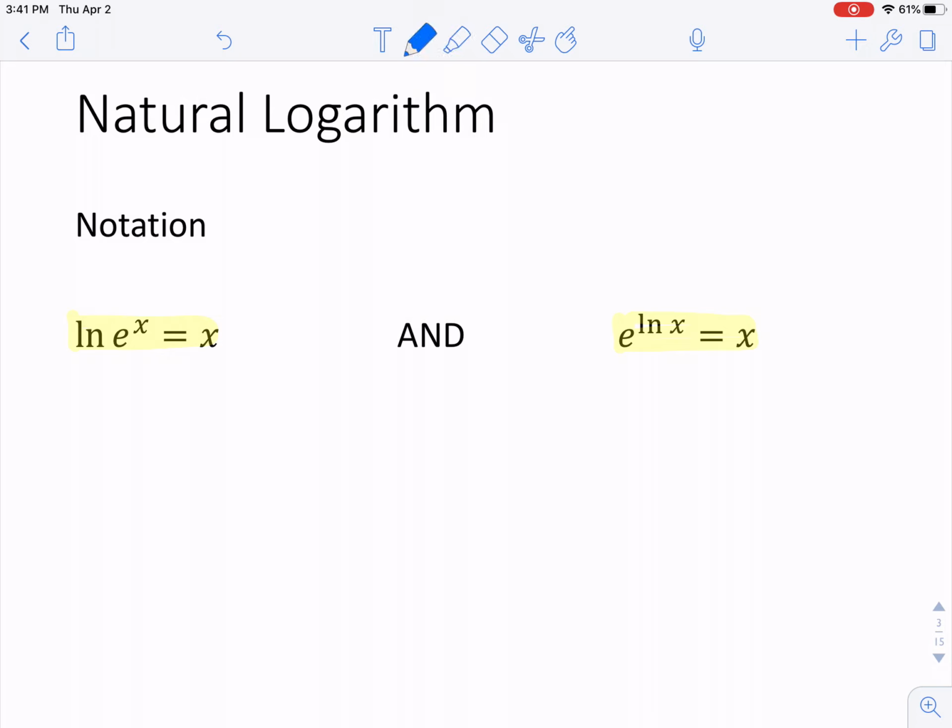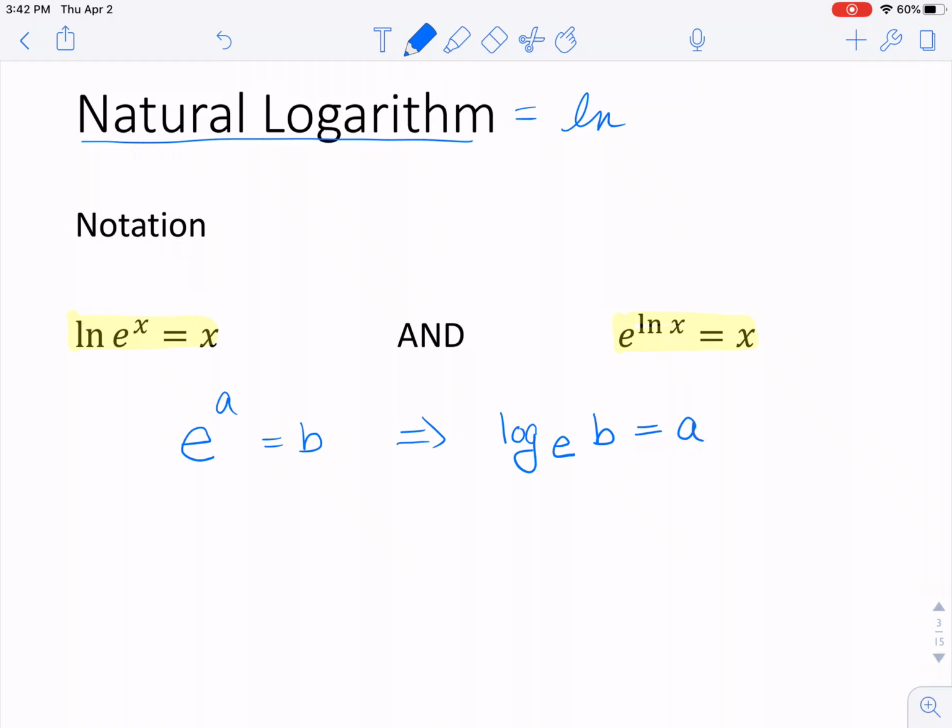Now, pronunciation, you'll hear me say natural log. The natural logarithm is the ln. So natural logarithm is the ln of something. Again, remember, this comes from the fact that e to some power a is equal to some value b, which means if we write this as a logarithm, the log of b base e is equal to the exponent. Because remember, again, a logarithm is an exponent.